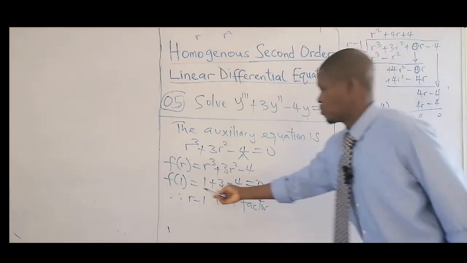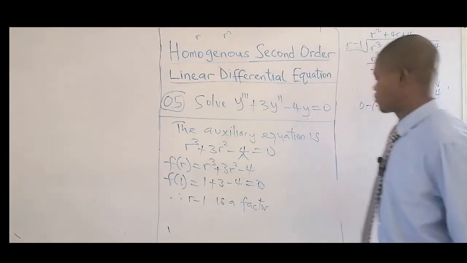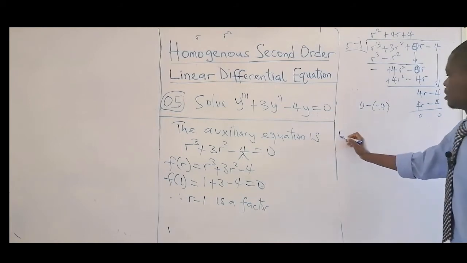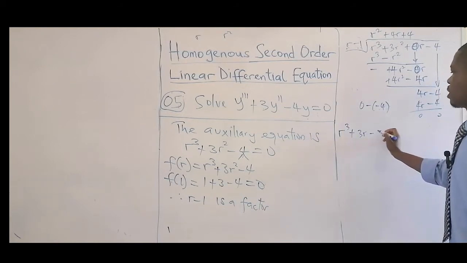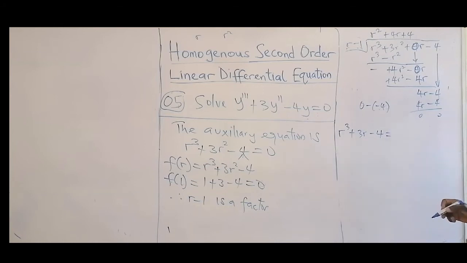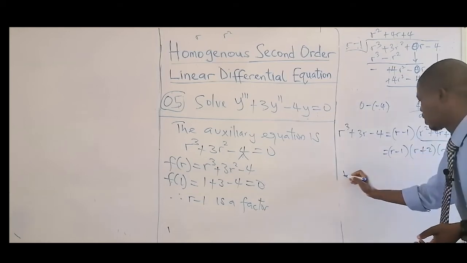You can also see here when we use f of 1, that's equal to 0. So this implies r^3 + 3r^2 - 4 is equal to (r minus 1)(r^2 + 4r + 4). Then let's factorize this. 4 is 2 and 2, and 2 plus 2 is 4, so this becomes (r + 2)(r + 2).